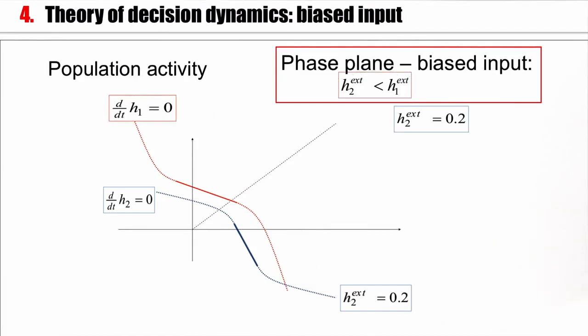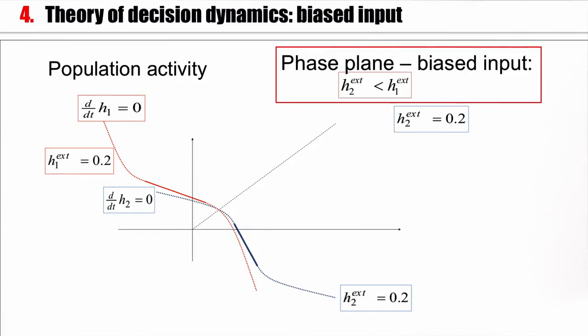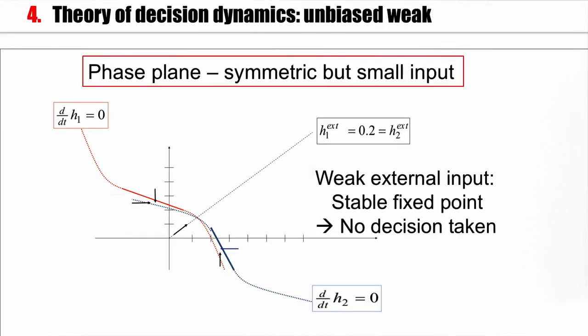Now if I also decrease the first input, then I find another fixed point. And this is now a fixed point sitting here. It's again a symmetric fixed point where both populations have very weak activity. So let me summarize. In an experiment, I would start with no input or weak external input. This means small input that's completely symmetric, no bias either one way or other. Then I only have a stable fixed point.